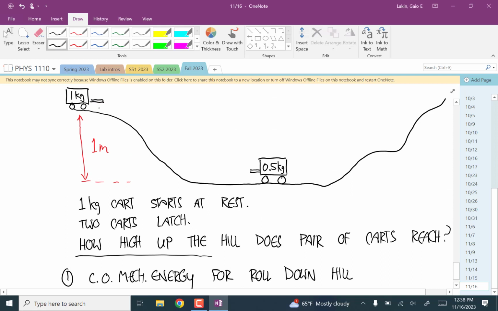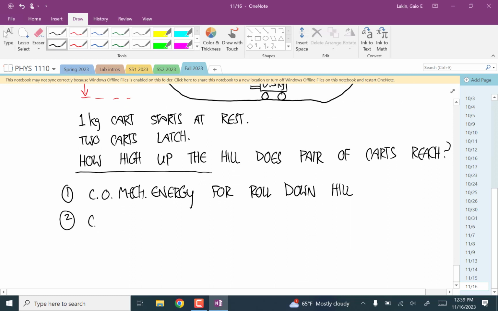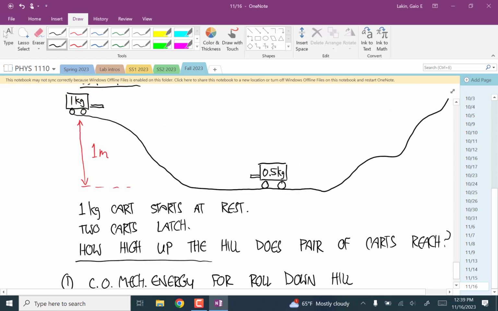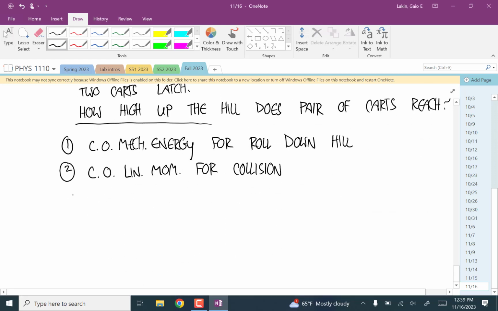Once the 1 kilogram cart is rolled down the hill, what are we going to use for the collision? Yep. So conservation of linear momentum for the collision. And then once they're linked together, they're going to roll some height up this hill. What are we going to use for that? Mechanical energy, yep. For these to roll up the hill.